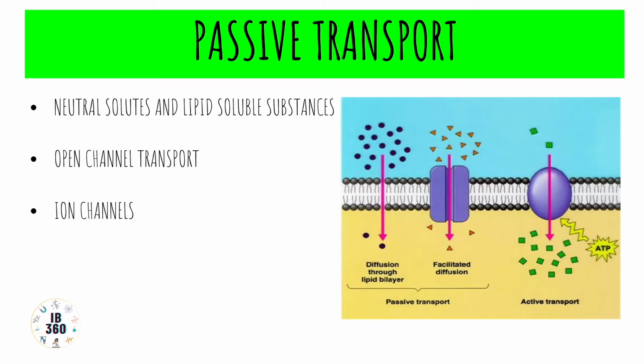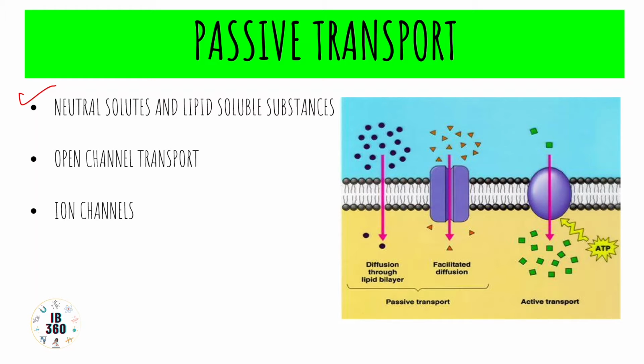It can be broadly classified, according to the substances following this transport, into three categories. The first one is neutral solutes and lipid soluble substances. Neutral solutes and fat soluble substances can move across the plasma membrane through simple diffusion along the concentration gradient, that means from the side of higher concentration to the side of lower concentration.